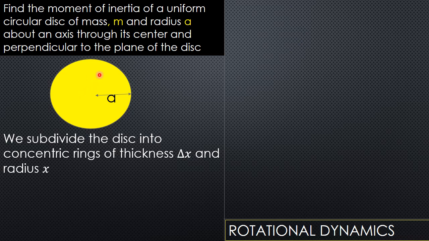So if we can divide this disk into smaller rings whose moment of inertia we can all get, right? So let's go ahead to divide, guys. We are going to divide this disk into concentric rings whose moment of inertia we can all find.